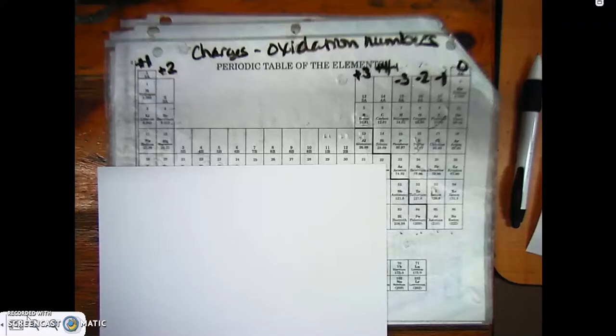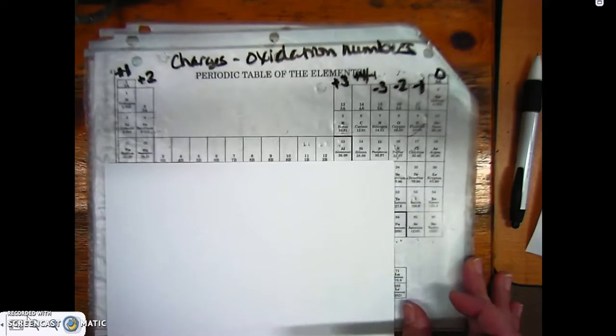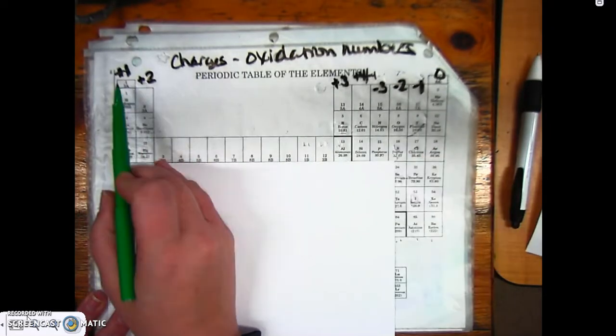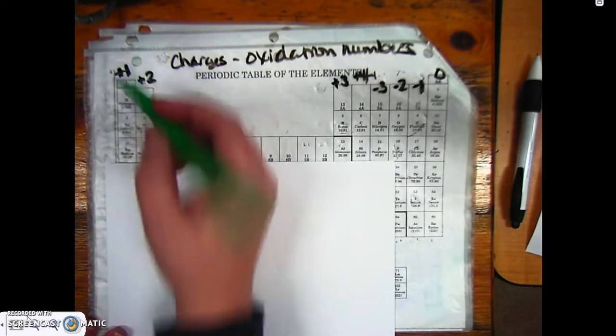All right, so now we're going to go deeper into what an ionic bond is and some properties of ionic compounds that are formed from ionic bonding. If you remember back in our ion video, we discussed where these charges come from. These are your oxidation numbers or charges from the periodic table.